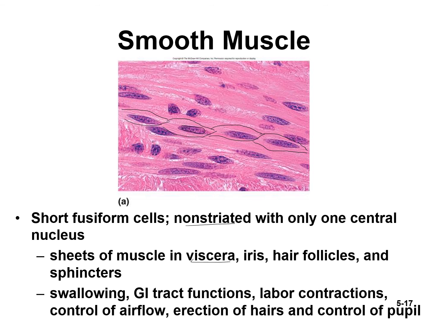It's very important for the following functions: swallowing, the latter part of swallowing that we don't actually have conscious control over will be regulated by smooth muscle contractions. GI tract, gastrointestinal tract functions, labor contractions, control of airflow, as well as erection of hairs and control of the pupil, which controls how much light gets into our eye.